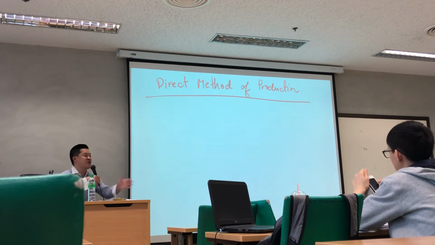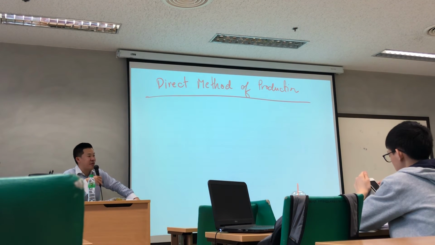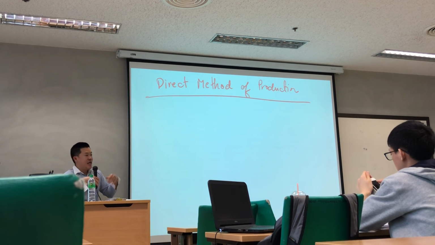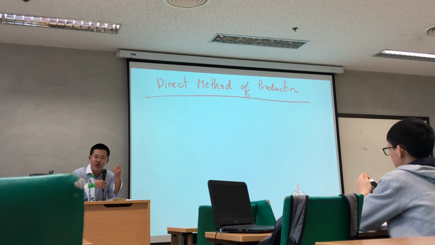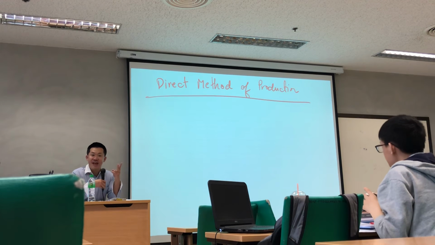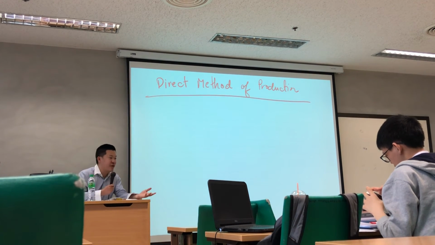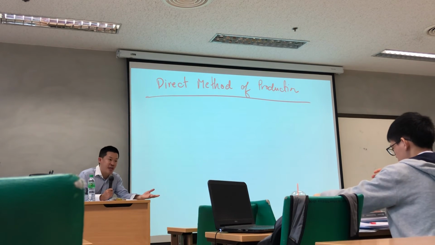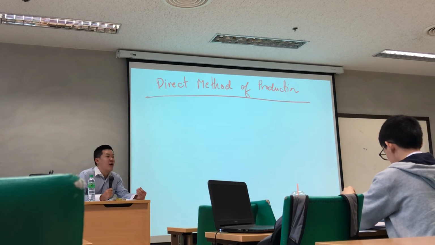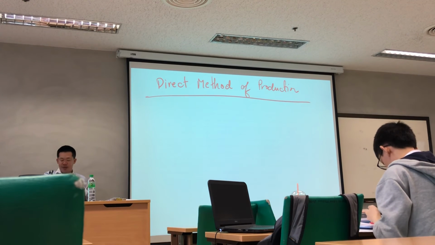So before that you have to know what the direct method of production is. Direct method of production means if you want to consume cheese, produce cheese. If you want to consume wine, produce wine. This is the direct method of production, right? It's straightforward. If you want to consume cheese, produce cheese. If you want to consume wine, produce wine.